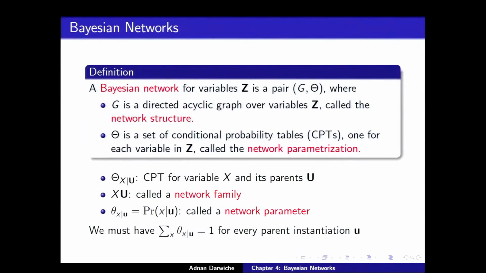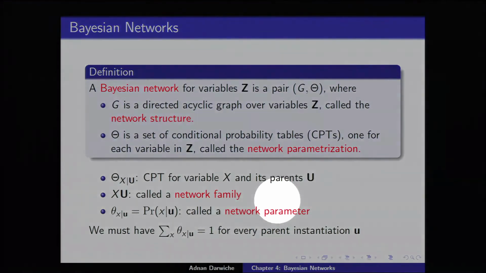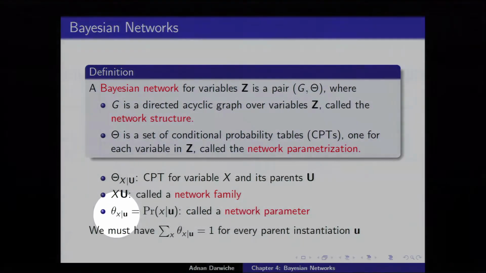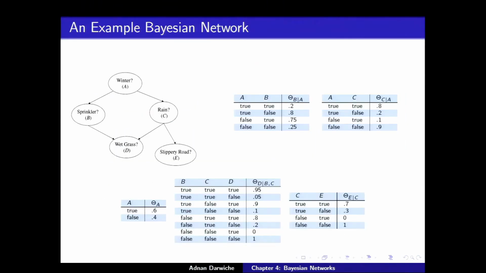Right? So you're going to see this notation a lot, this guy here, Theta X given U. These are the numbers that appear in the CPTs. Okay, here's a fully fledged Bayesian network, both the DAG and the CPTs. So this network has 5 nodes, and therefore we have 5 CPTs, as discussed earlier.